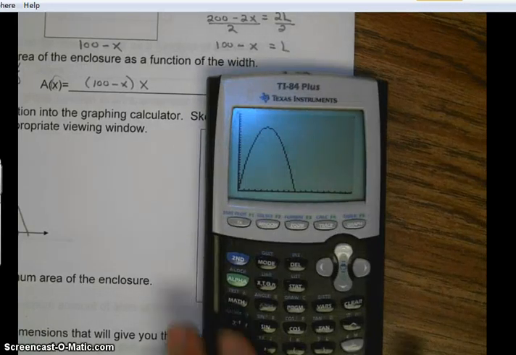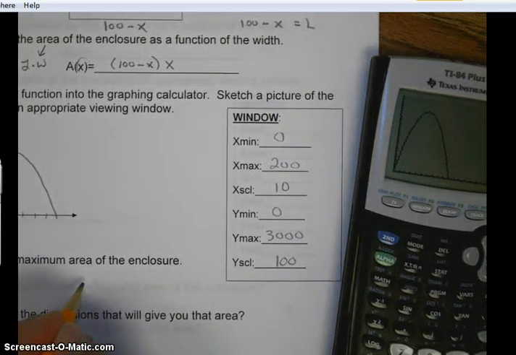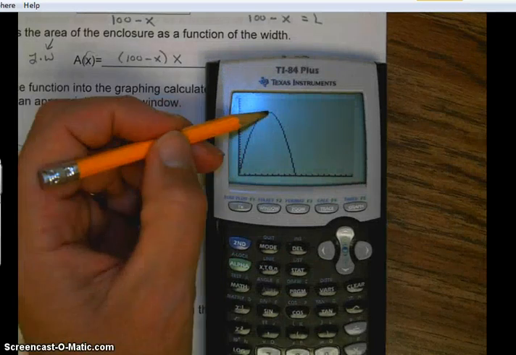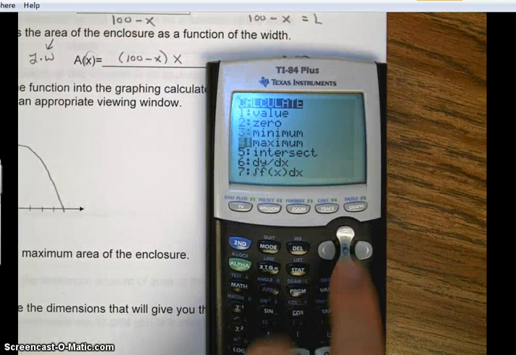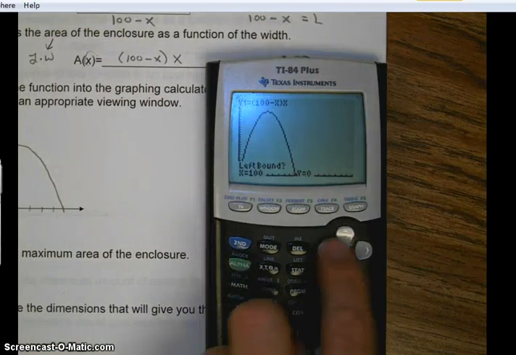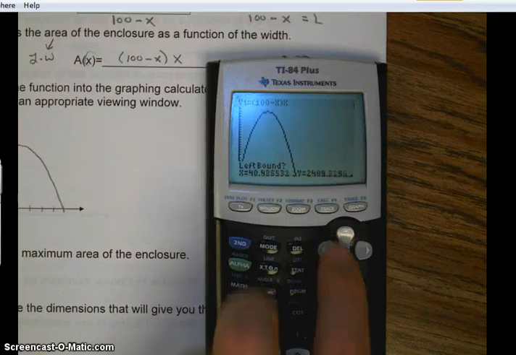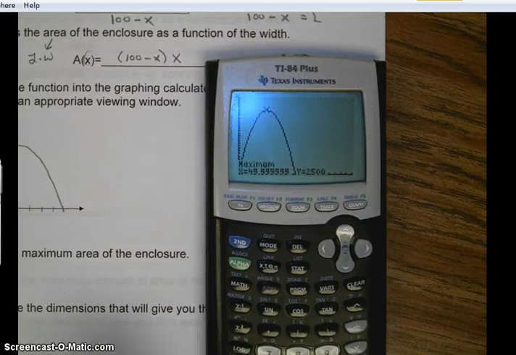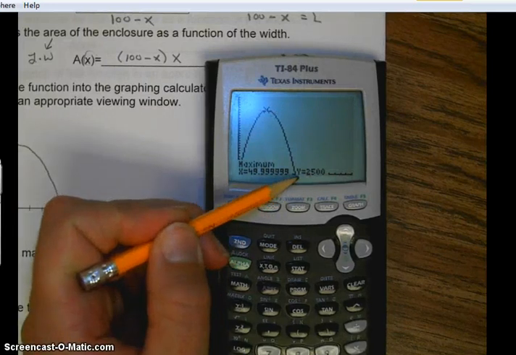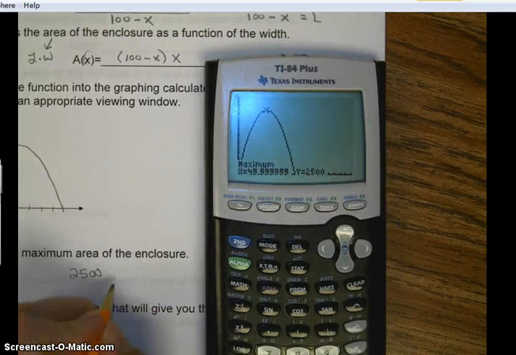Okay. It says find the maximum area of the enclosure. So the maximum area of the enclosure is going to be found at the vertex. So second calc, it's a maximum. And we're going to go ahead and go to the left, and then to the right, and then enter. So our maximum area, remember y represents area, is going to be 2,500 square feet.